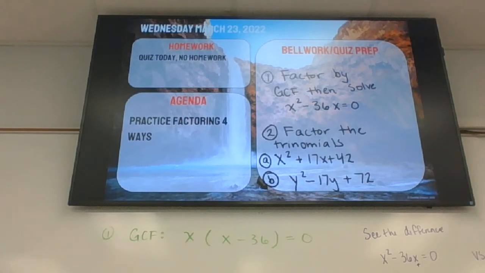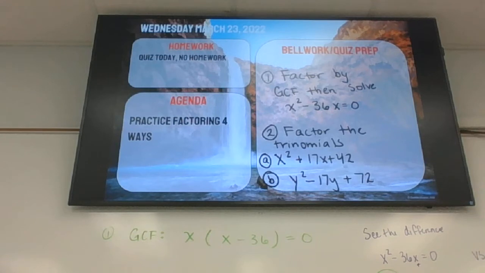It's pretty tricky. It's not that easy to figure out. This one, if you think about distributing it, you get exactly what you started with. And this one, if you think about foiling, these cancel out. You get exactly what you started with. So that little x there in that 36 changes your way of factoring.